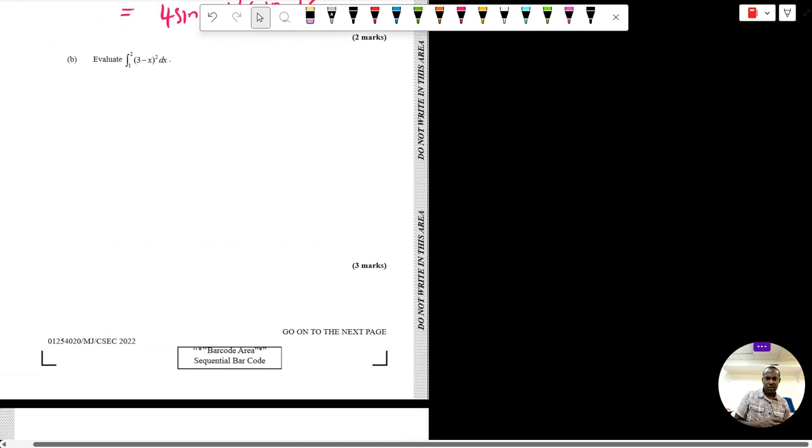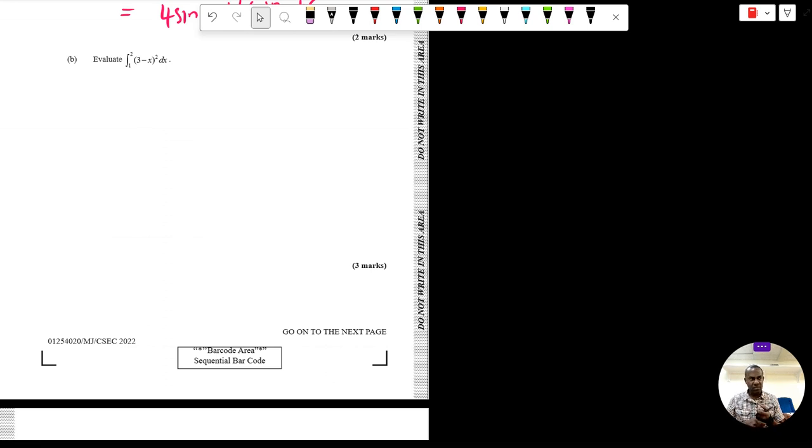Let's look at part B. Part B now wants us to evaluate the integral of (3 minus x) all squared between the limits of 2 and 1. Now this, of course, is a definite integral, and because it is a definite integral, we do not need to be concerned about an integration constant, all right? So let's look at this.